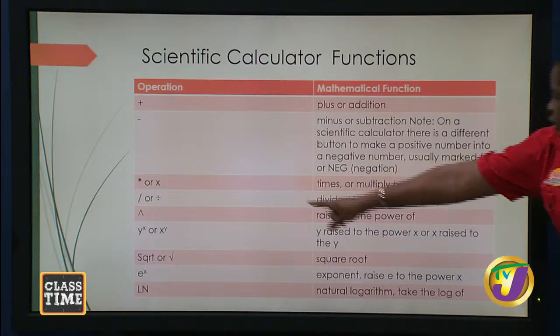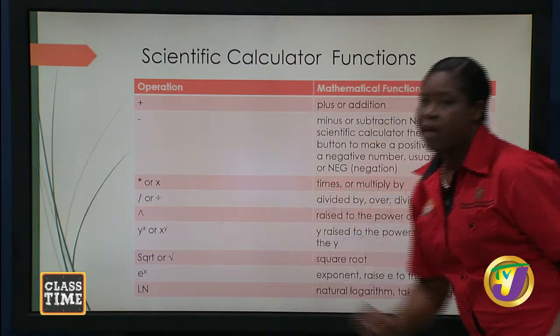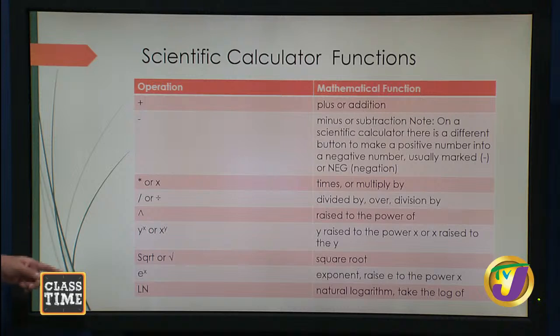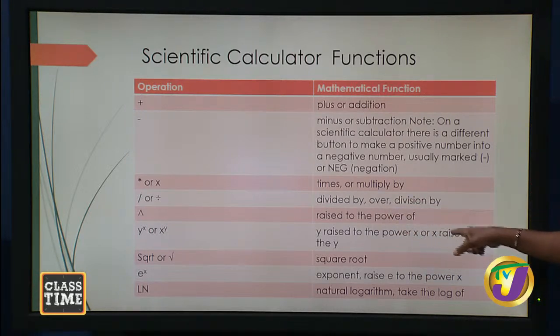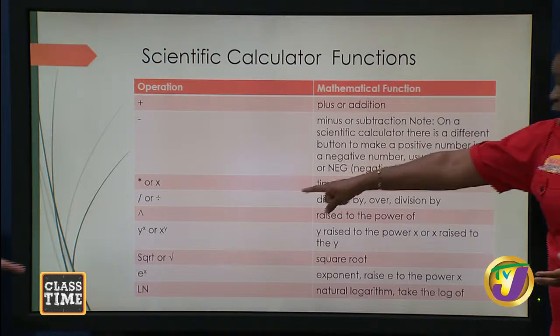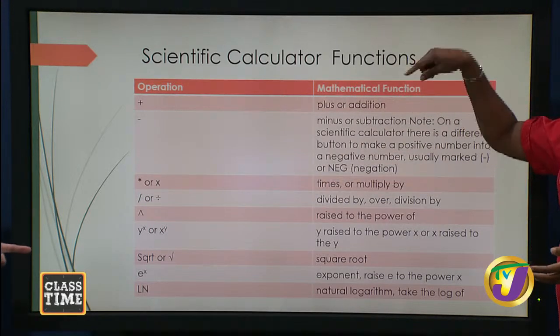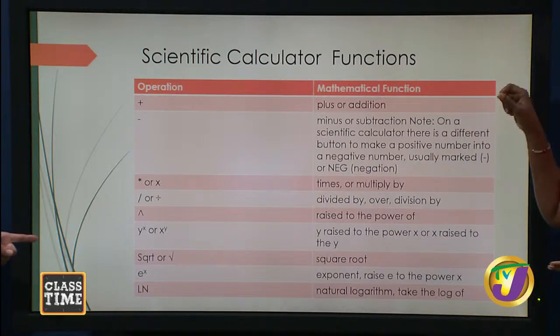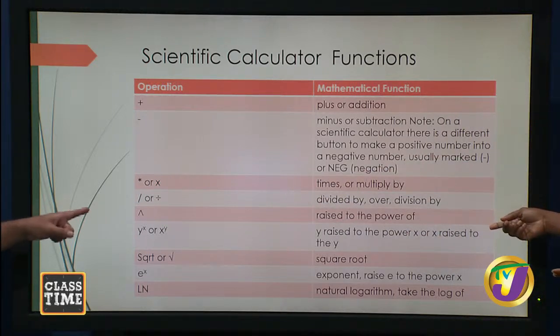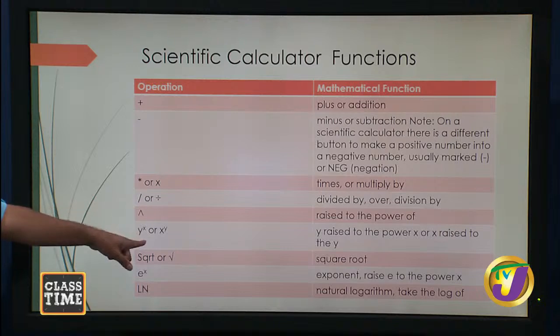Now we have this. I want to point out this one here, because sometimes we don't have the exponent there, and that can be used to raise the power. So you would input your base and then click on that button with that inverted arrowhead, and then put the power that you would want, and it would do the calculation. And it functions almost the same as if we had the y to the x function.